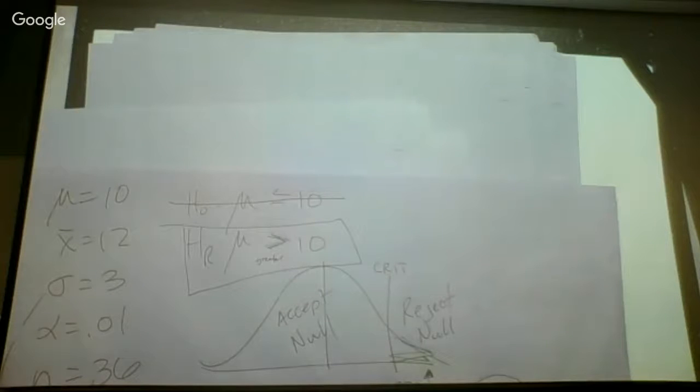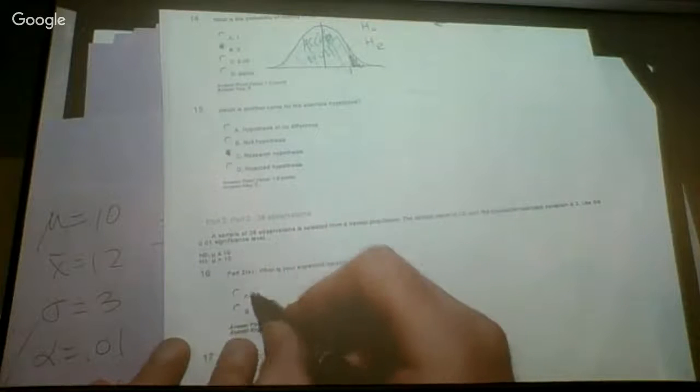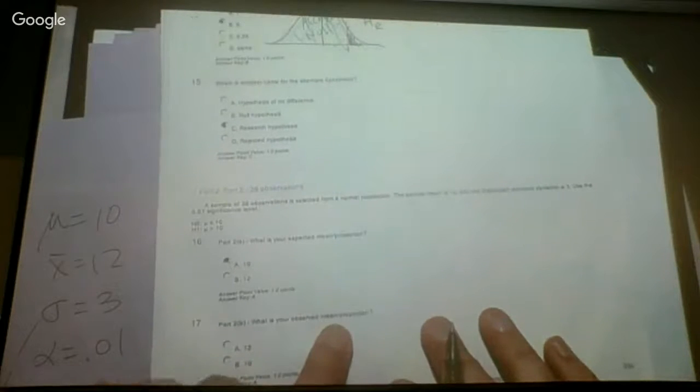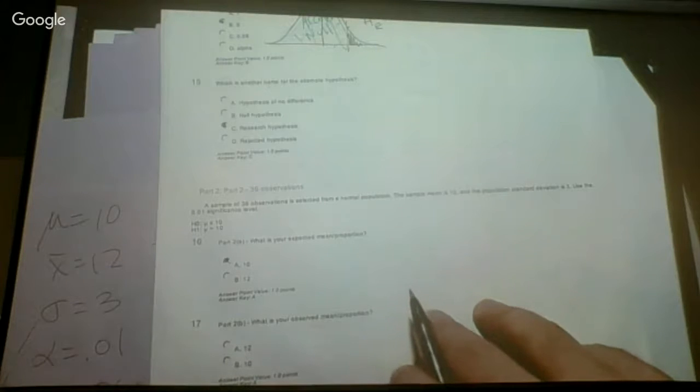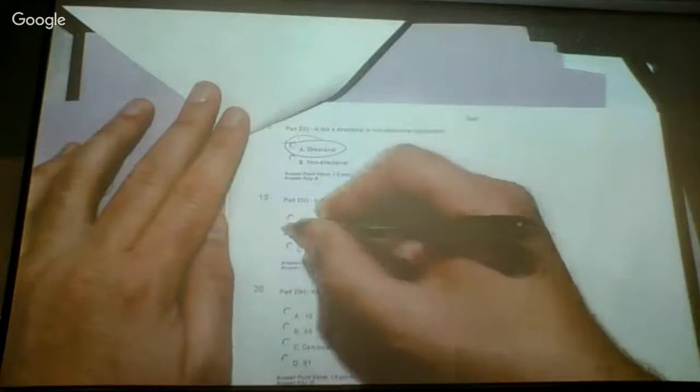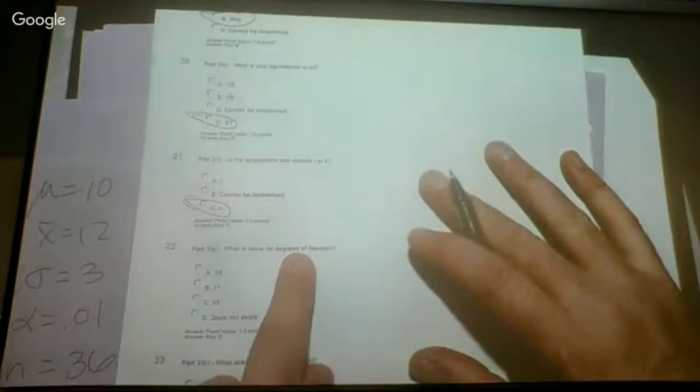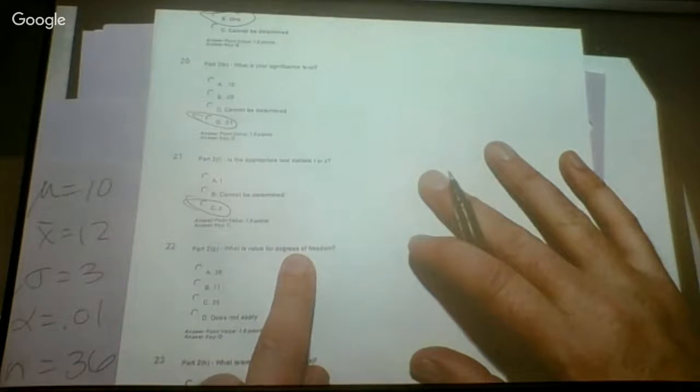Cool. That's the hypothesis test for this problem. My expected value is the value that's written in here. Expected value is 10. What is your observed mean? What did we observe? 12. Was it directional or non-directional? Directional. How many tails in the directional test? 1. What is your significance level? 0.01. What's the appropriate test statistic? T or Z? Z. How many degrees of freedom? None. D, does not apply.